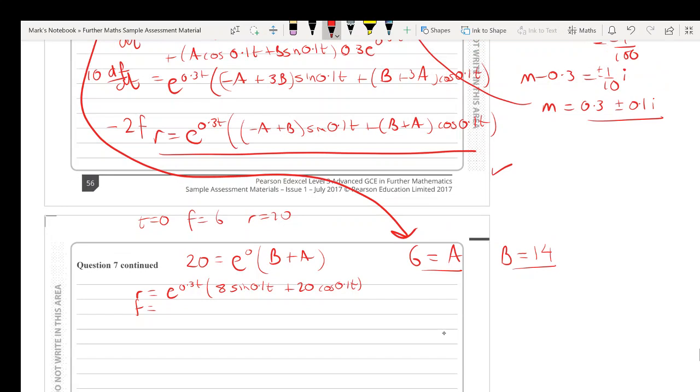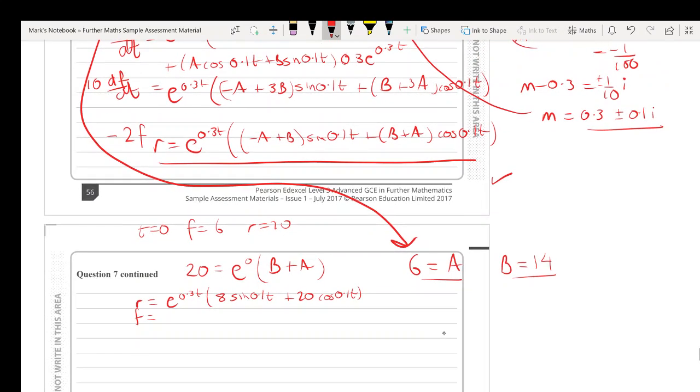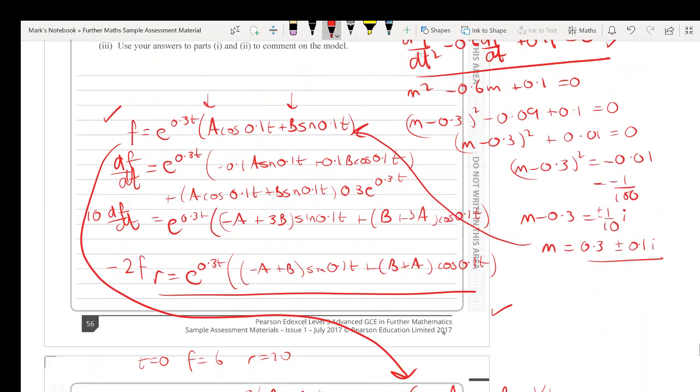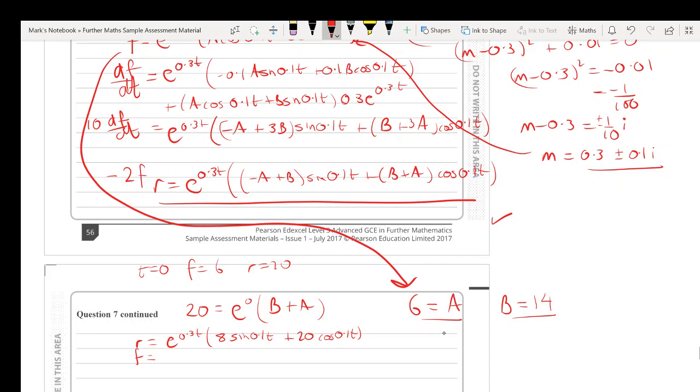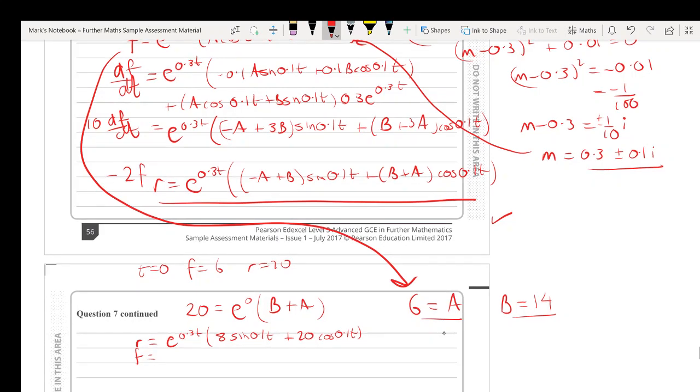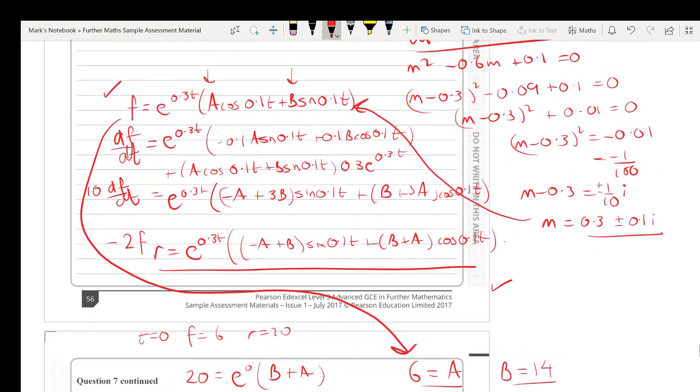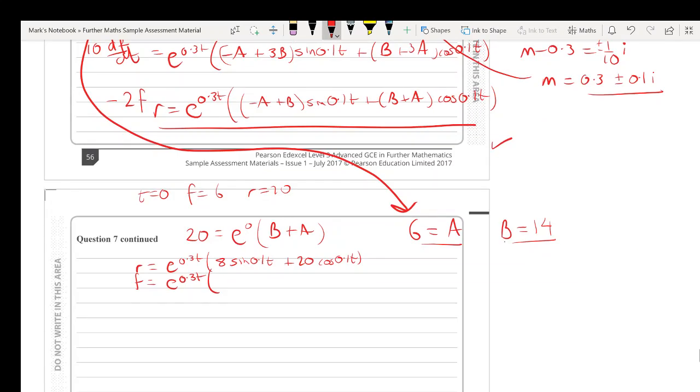And for f, we're going to have e to the 0.3t brackets, a cos plus b sine. So it's 6 cos 0.1t plus 14 sine 0.1t.